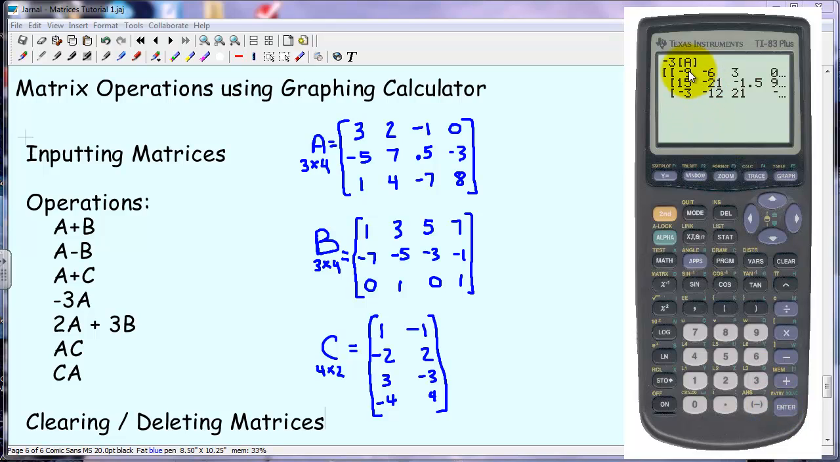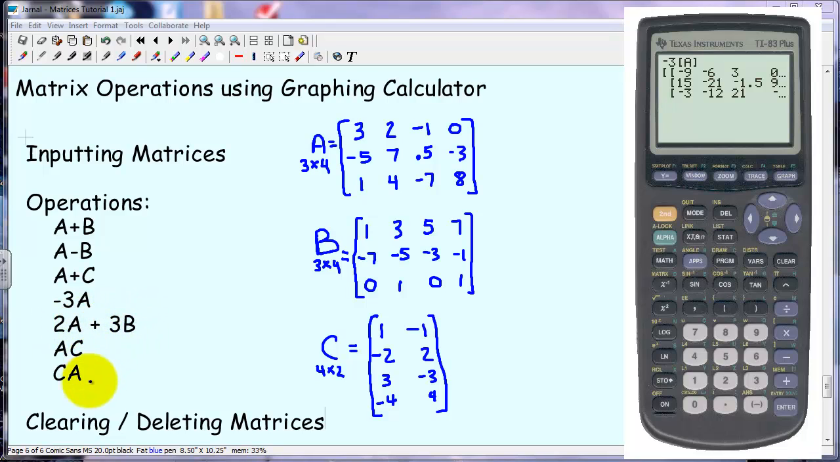And notice each of these items, if we just look at the first column, are 3 times. Now this is not changing matrix A. Matrix A stays the same. We could, if we needed to, store this result into another matrix if we wanted to use it. Normally we'll just keep it on the screen. I'm going to skip this one. You would just type in 2 matrix A plus 3 matrix B.